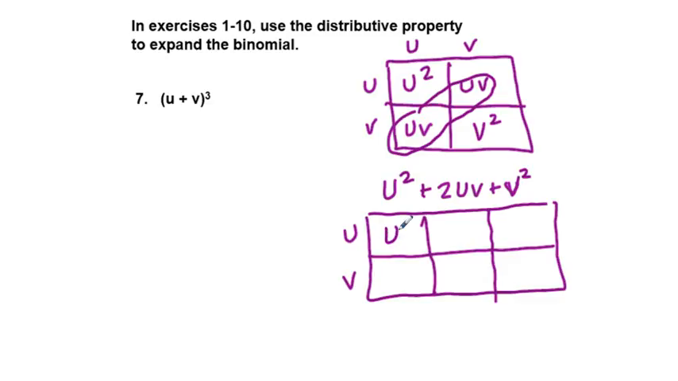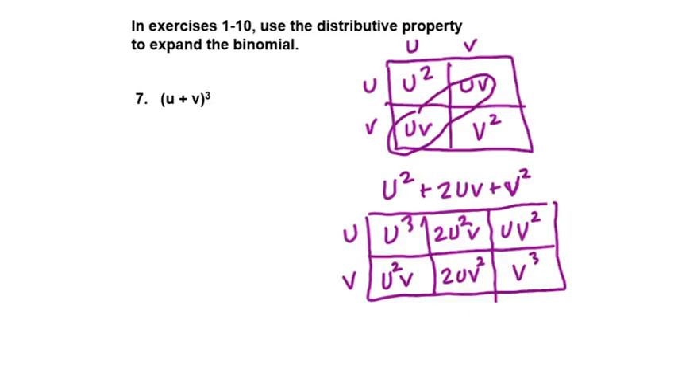So we have u cubed, and then we have 2u squared v, and then on the upper right uv squared. The lower left we have u squared v, and in the lower middle we have 2uv squared, and in the lower right we have v times v squared, which is v cubed.